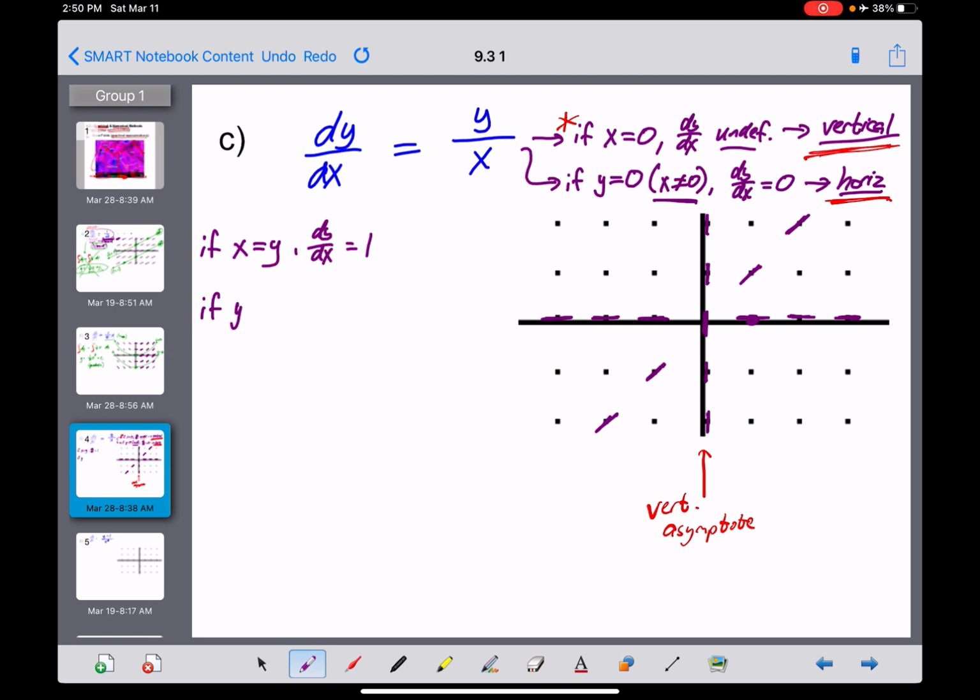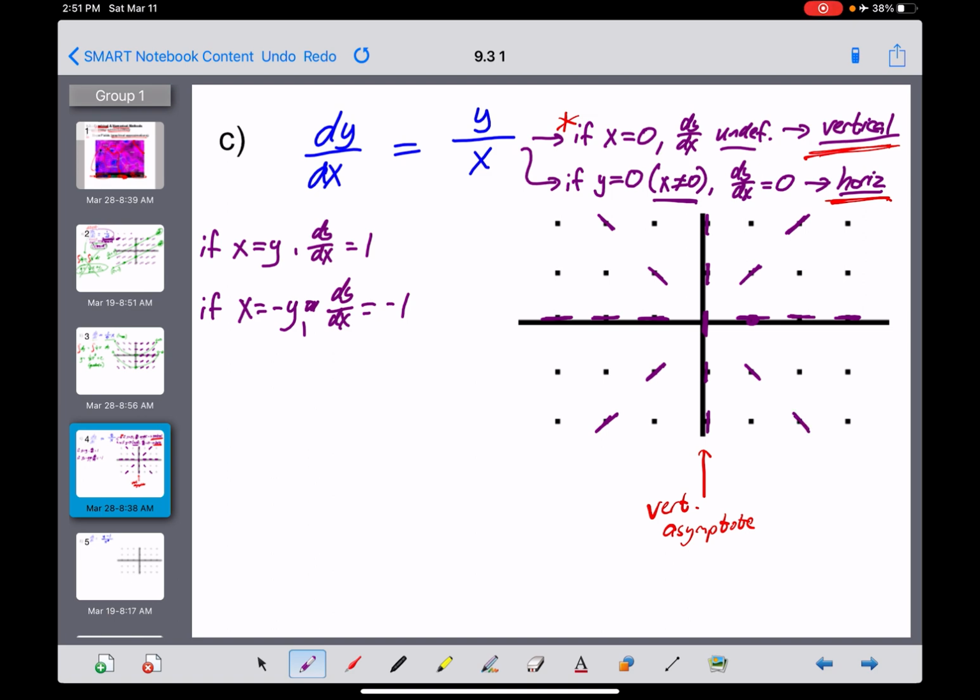How about another rule? If x and y were opposites of each other, then dy dx would equal -1. And that happens at -1, 1, -2, 2, at 1, -1, and at 2, -2.